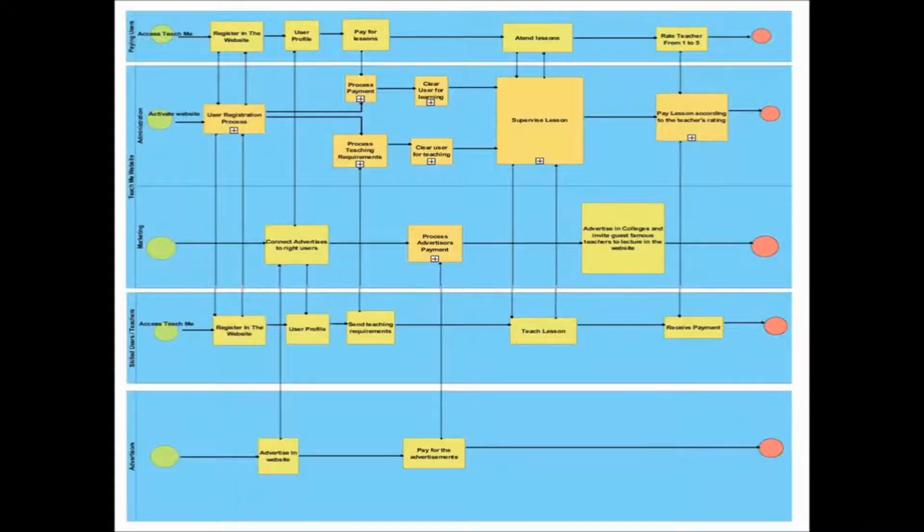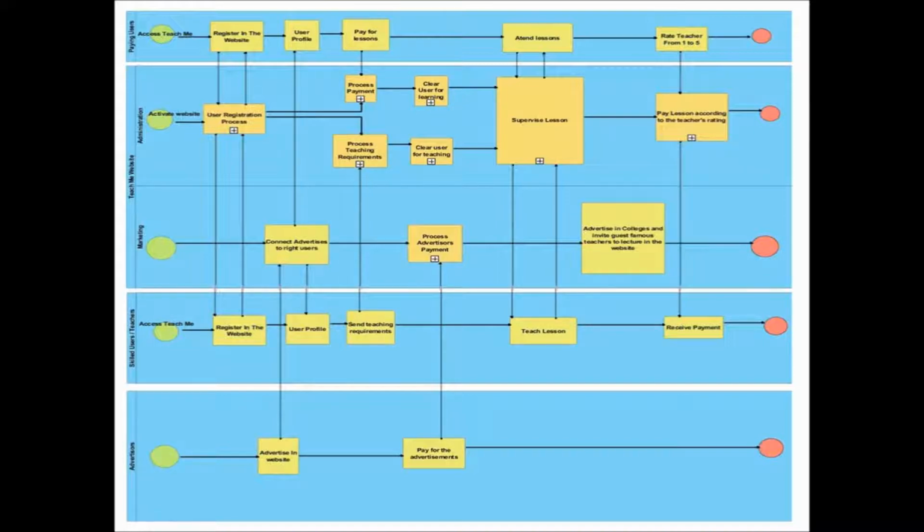Here we have the business process management notation. As we can see, we have the paying users pool, the teaching website pool, the skilled users / teachers pool, and the advertisers pool. We tried to make this process temporally consistent, and as you can see in the image, it's very concise and very good, so that you can get the general idea of what you have to do in the business process notation.